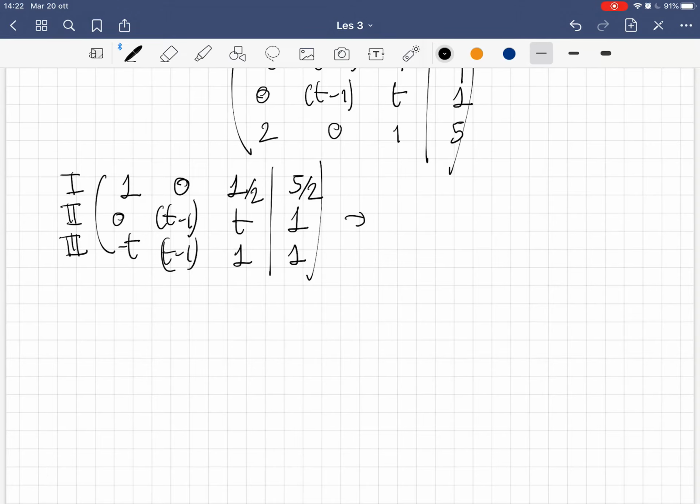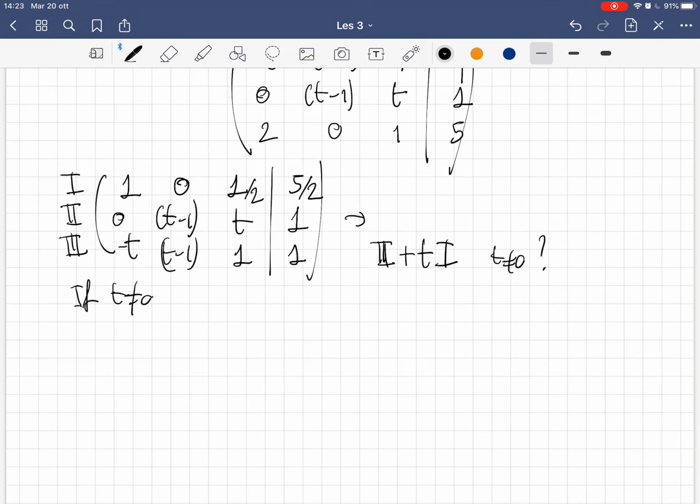Now I'd like to have a 0 here. And so what I would like to do is the following thing, namely, let's replace the third row here by itself plus t times the first. And now you would ask me, but didn't we say that this is allowed only if t is different from 0?